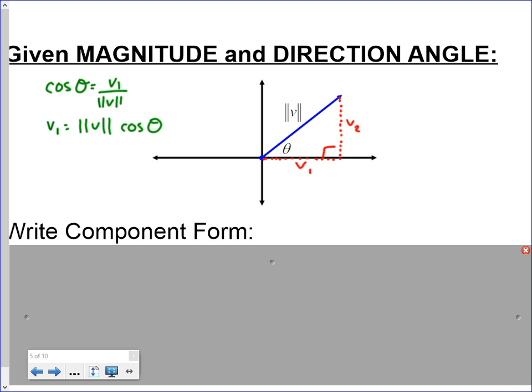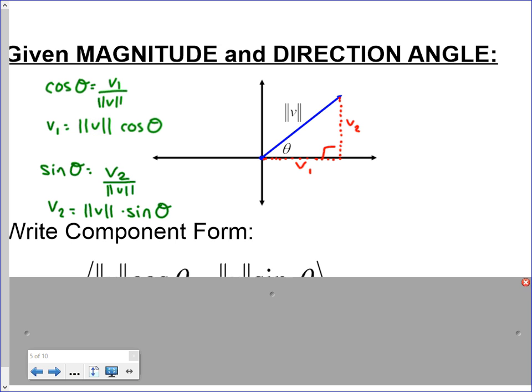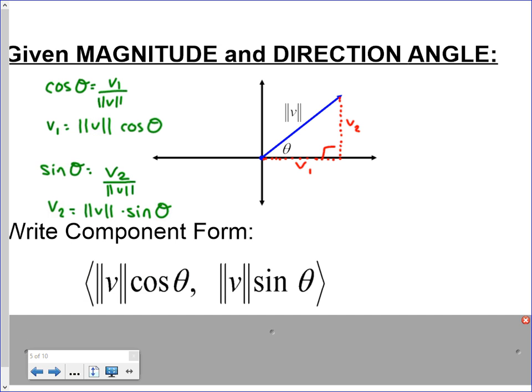Okay, and then what about V sub 2? Then you get to use sine, so you would say the sine of theta is equal to V sub 2 divided by the magnitude of V. So V sub 2 is really just the magnitude of V times the sine of theta. And that means that in component form, those are your horizontal and your vertical components.